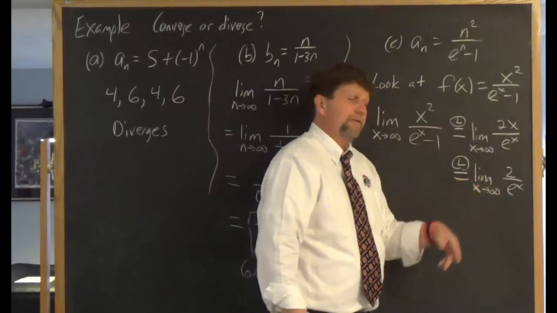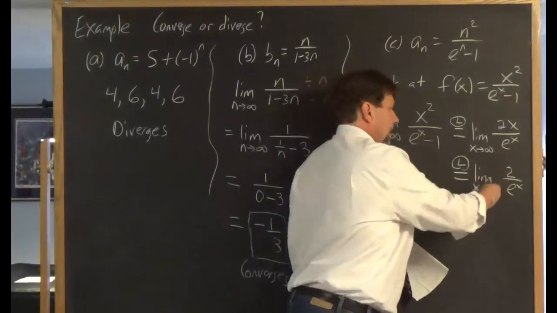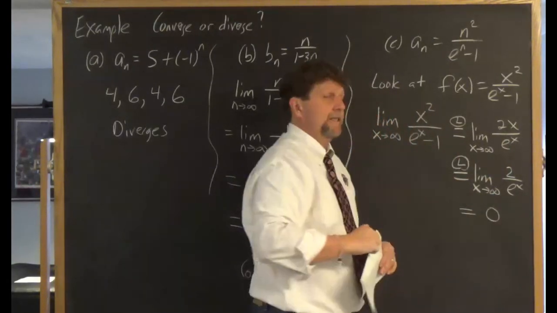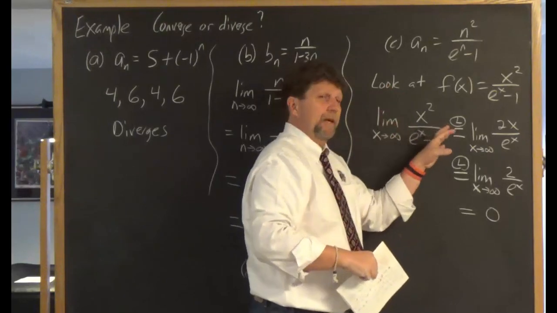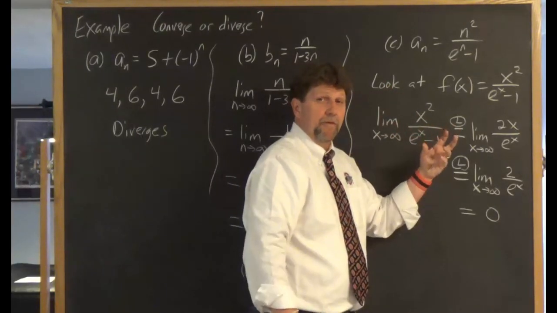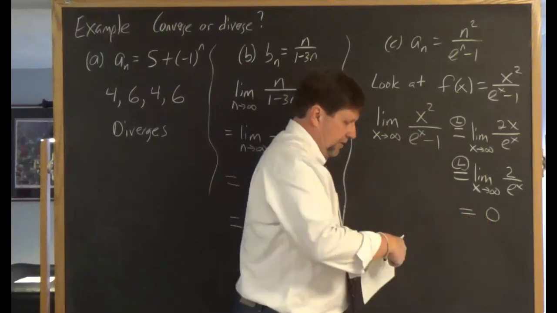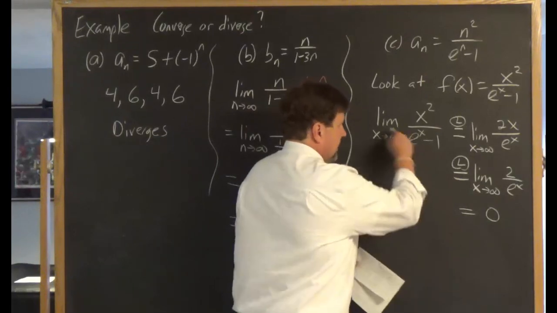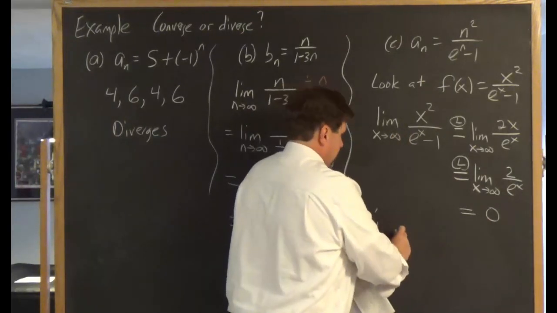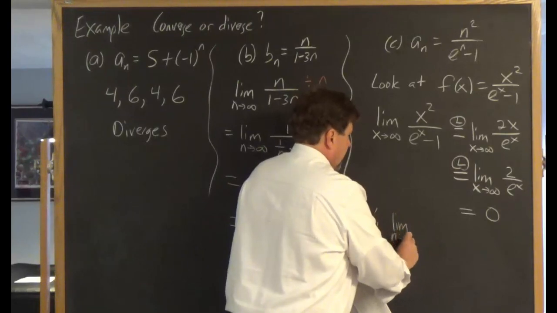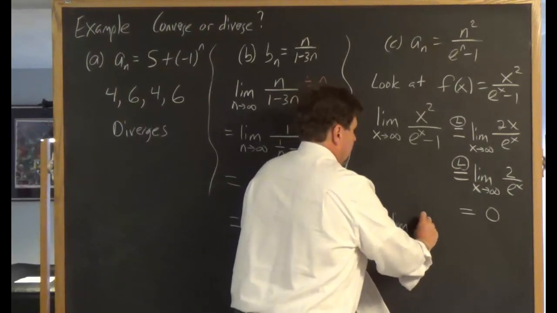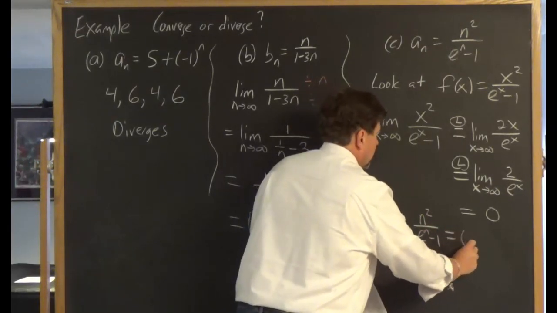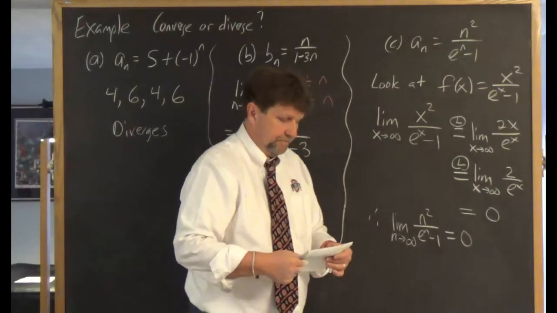Now the limit as x goes to infinity of 2 over e to the x. Well, that's 2 over an incredibly large number. That's 0. Because the limit we found for the real variable function is 0, we can quickly conclude that the limit as n goes to infinity of n squared over e to the n minus 1 is also 0.